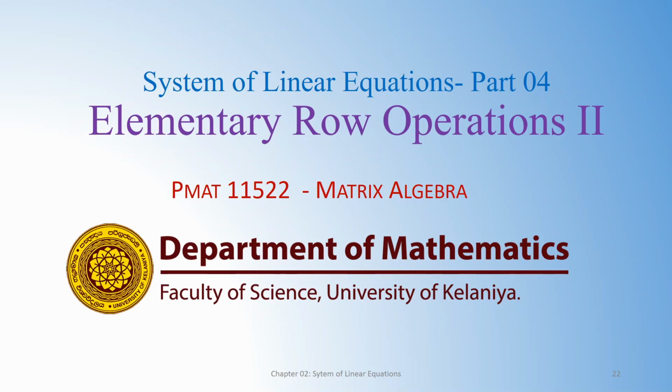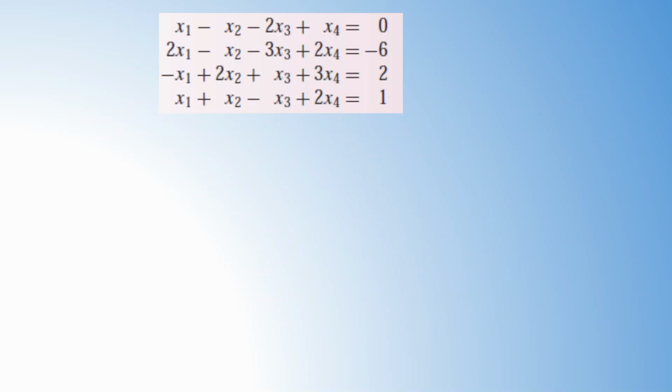So in the previous lessons we introduced the elementary row operations and discussed how to apply the row operations in order to obtain the solutions. Today in these lessons we will discuss further examples of how to apply the row operations in order to obtain the solution of a linear system.